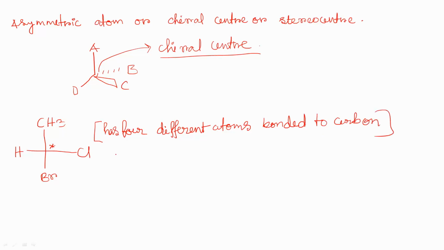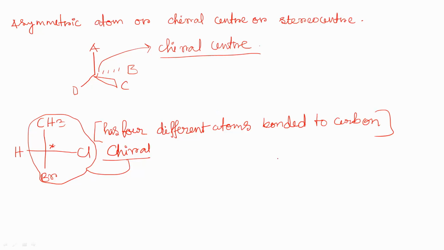That is why it is a chiral asymmetric center. This is a chiral molecule. Now we'll discuss one achiral molecule, which doesn't have four different atoms bonded to the carbon atom.